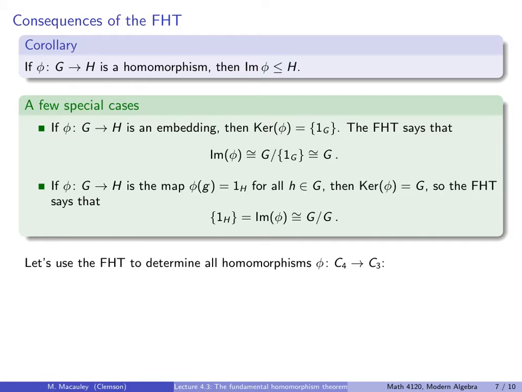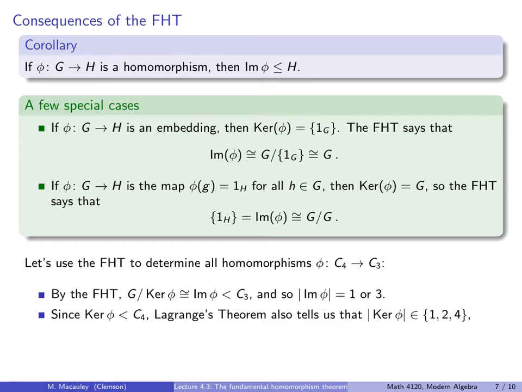Now, let's use the fundamental homomorphism theorem to determine all homomorphisms phi from C4 to C3. By the fundamental homomorphism theorem, G mod the kernel is isomorphic to the image, which is a subgroup of C3. And there aren't many subgroups of C3. By Lagrange's theorem, that says the size of a subgroup divides the size of the full group, the order of the image of phi has to be 1 or 3.